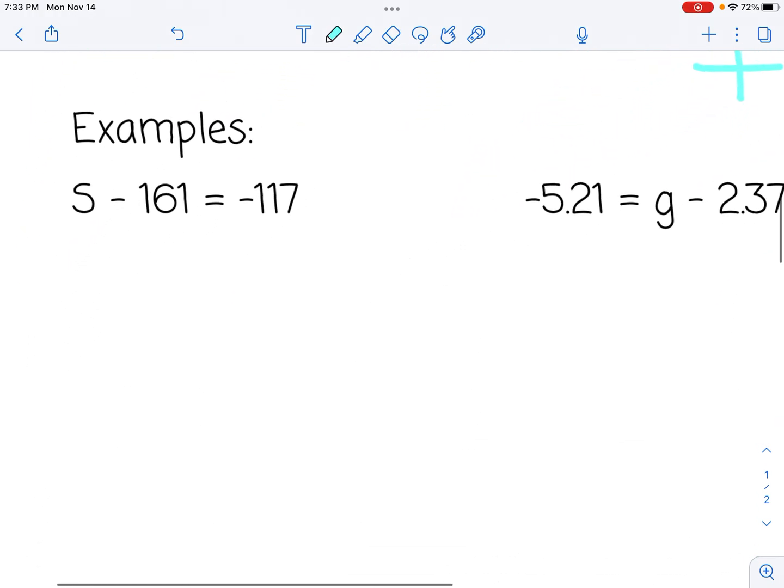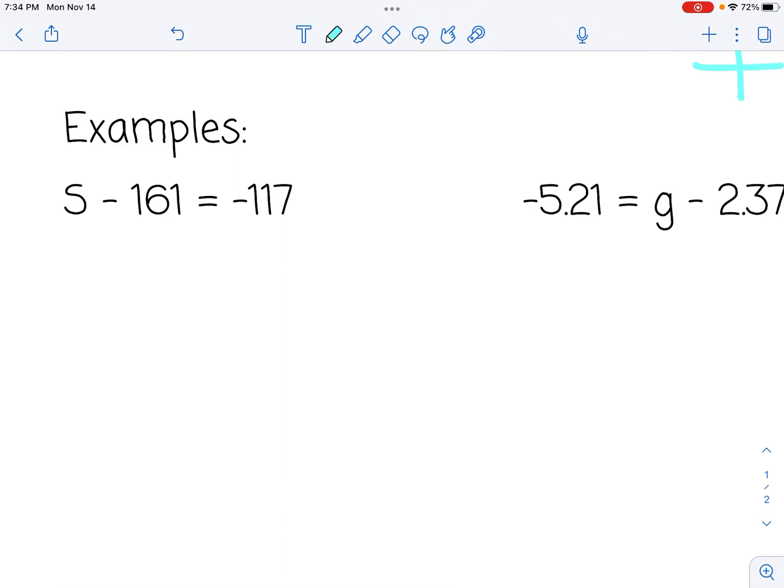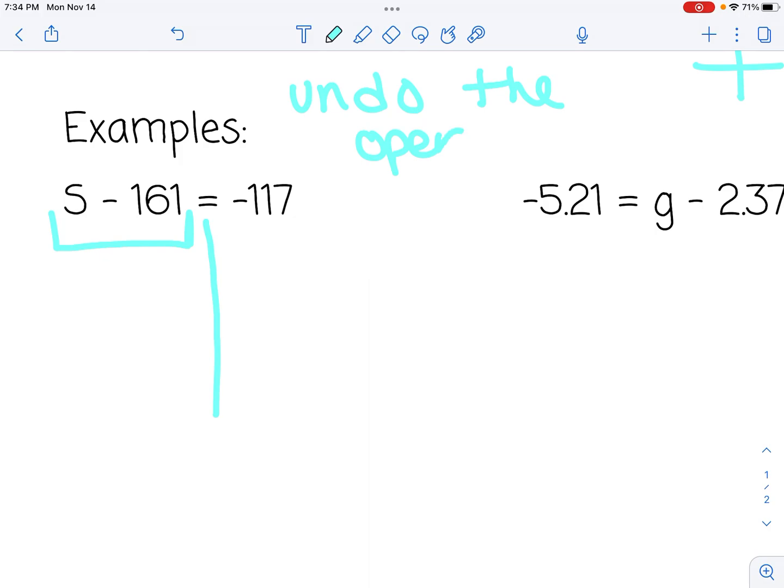So the first thing with equations, I always want you guys to draw a line down from the equal sign because we are trying to balance out the equations. We always look at the side with the variable. We want to ask ourselves what operation is being used because we want to undo that operation by doing the opposite. So in this case, we have -161. So to undo that operation, we are going to add 161 to both sides.